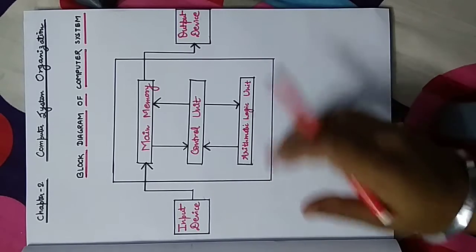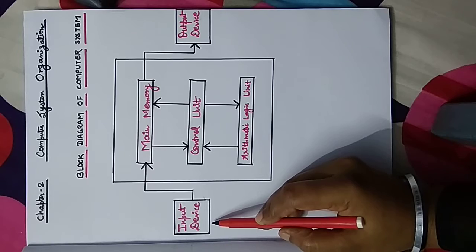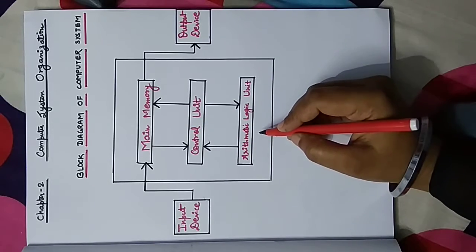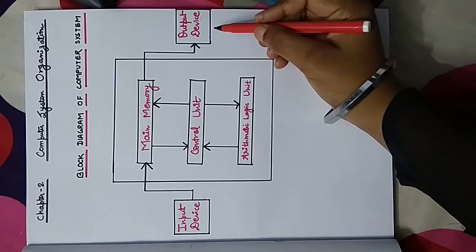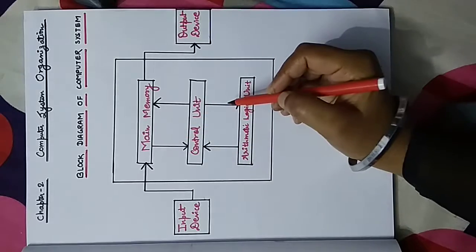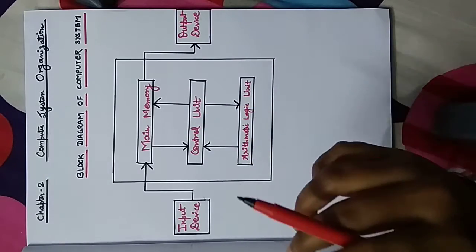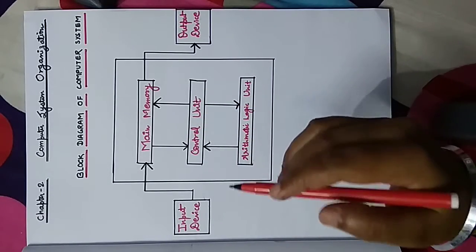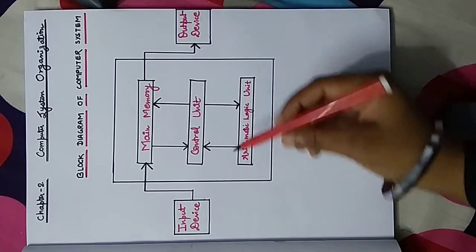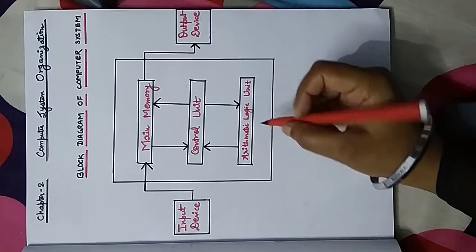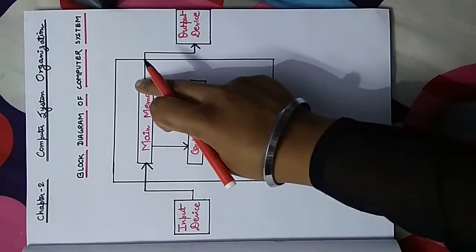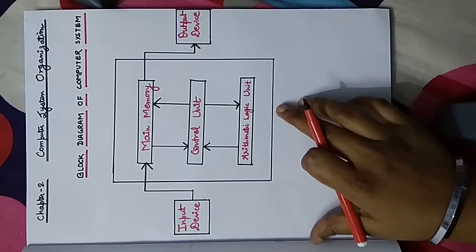In this diagram, this is the input device, main memory, control unit, arithmetic logic unit and output device. These arrows are flow lines that direct the working of all units of the computer system, and the main memory, control unit, and arithmetic logic unit are in one block. So we start.